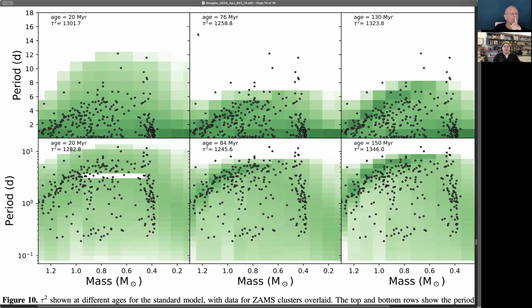Tau squared is analogous to chi squared, but it works in 2 dimensions. So you're comparing the density of a model to the points within a given bin that you actually observe. You're going to effectively get points for having observed stars where the model has a high density, and you're going to lose points when there are observed points that are not within the model, or they're in regions of lower density.